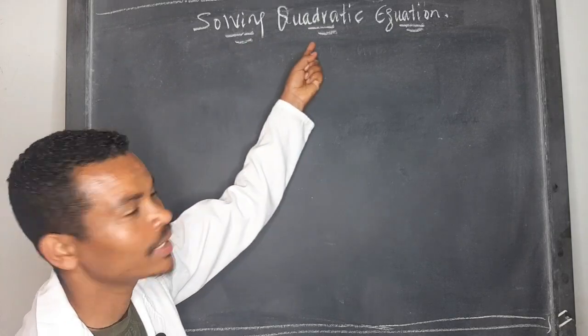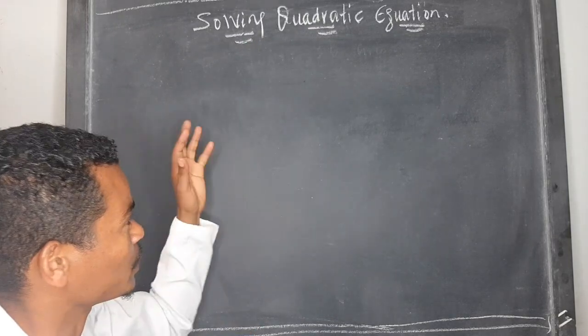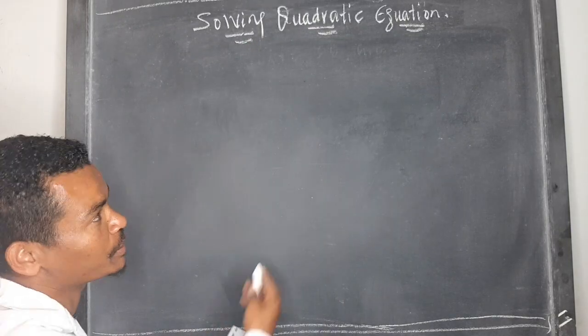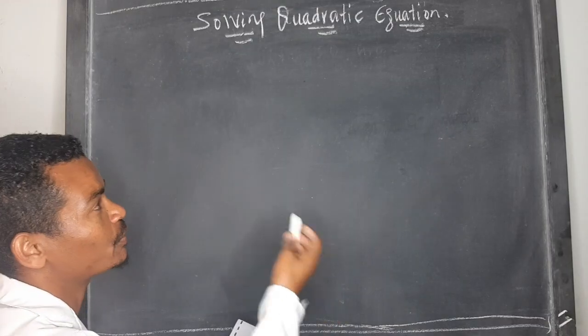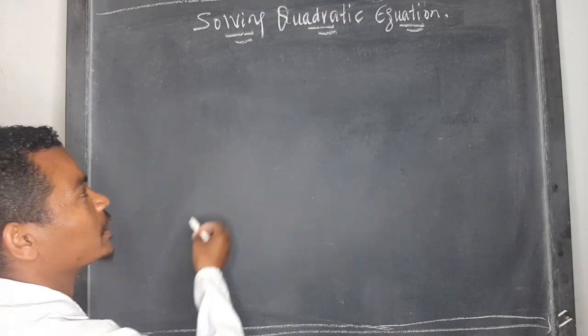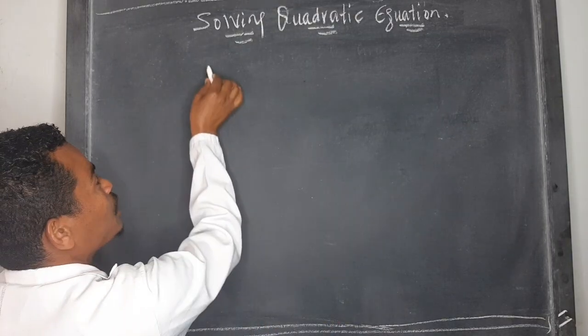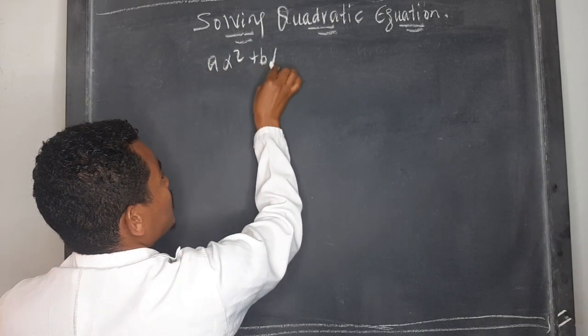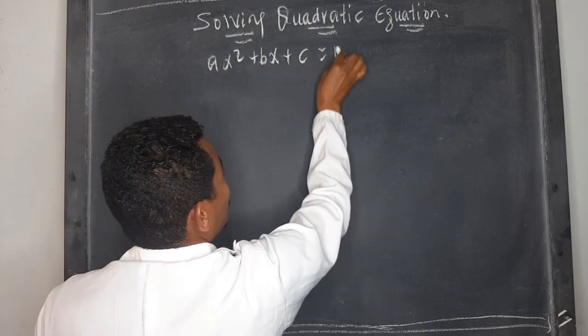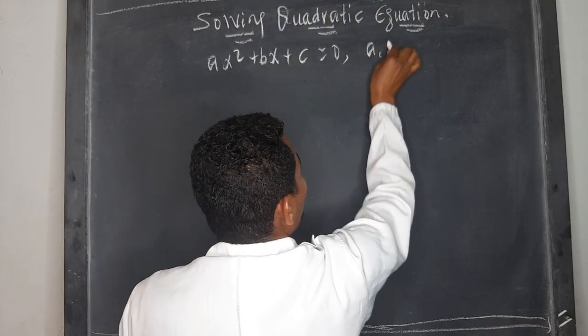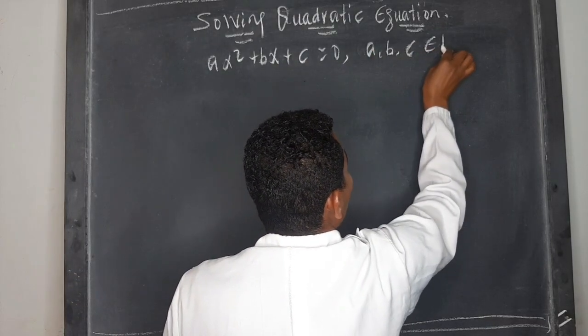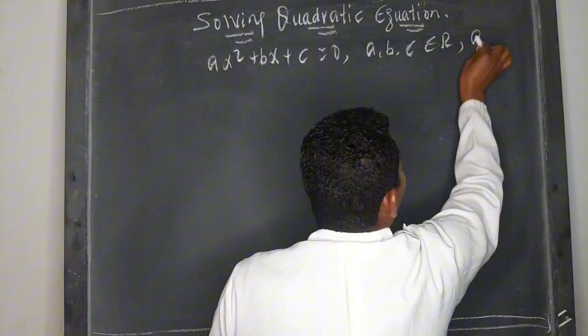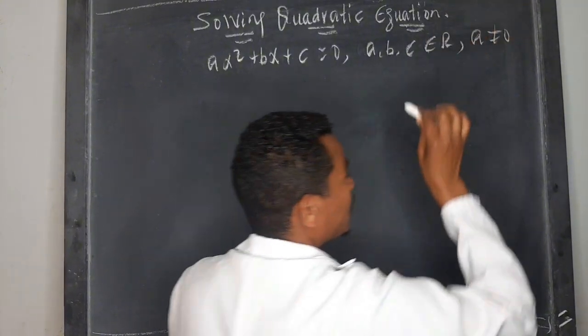Okay, solving quadratic equation. First of all, what does quadratic equation mean? Before we solve a quadratic equation, we have to know the definition of a quadratic equation. A quadratic equation is an expression which can be written in this form: ax squared plus bx plus c is equal to 0, where a, b, c are elements of the real numbers and a is different from 0.